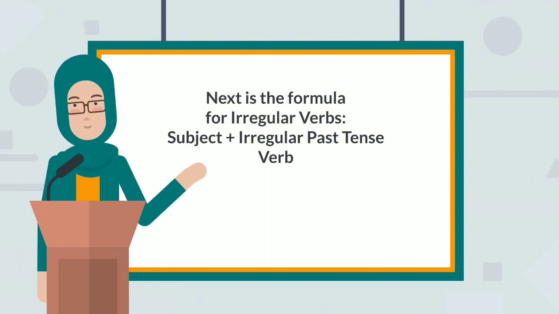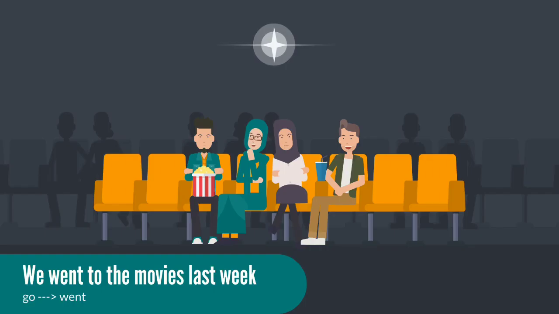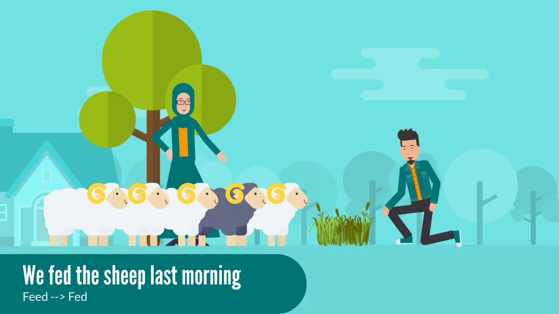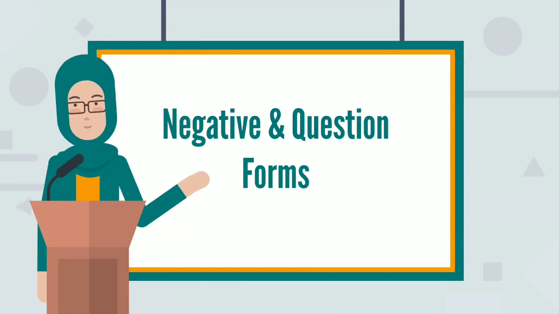Next is the formula for irregular verbs. Subject plus irregular past tense verb. We went to the movies last week. The past tense of go is went, and it's an irregular verb. We fed the sheep last morning. Feed is the base form of the verb. Fed is past tense.